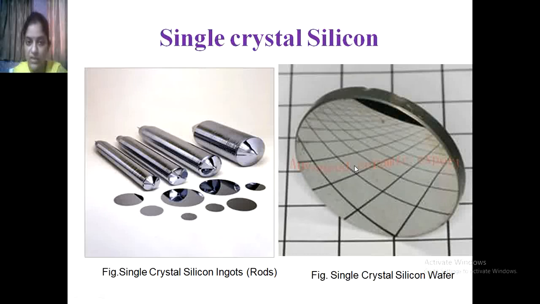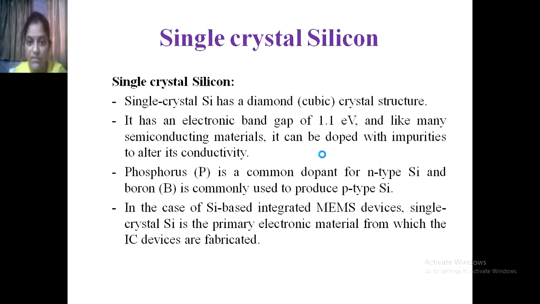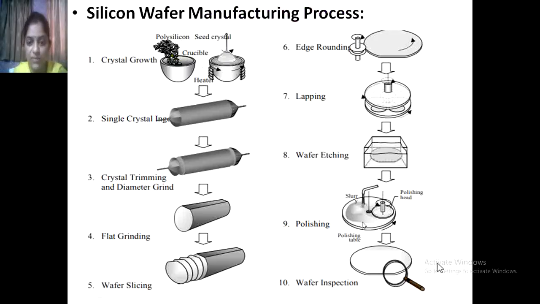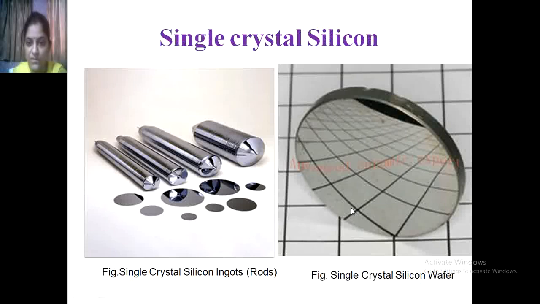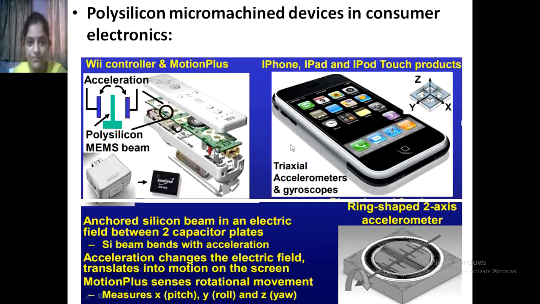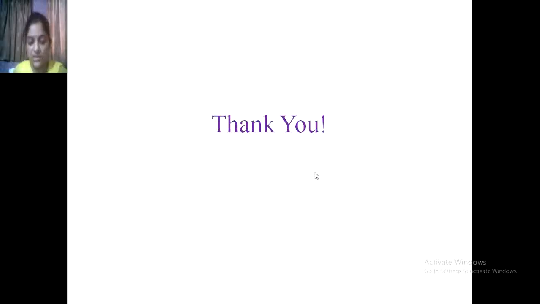So in this session we have seen how to make the single crystal silicon wafer. According to that process, this is the single crystal silicon rod, and this is the single crystal wafer, which we have seen from this side to this side. This is the output of single crystal silicon. So in this session we have seen the active or substrate material, the single crystal silicon.